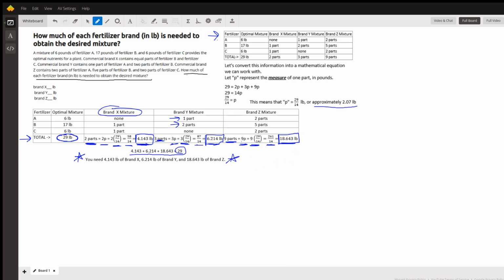If you need to solve it to accuracy of the 10th place or the 100th place, it doesn't say in this problem, so I just did it to 3 decimal places to get some more accuracy.